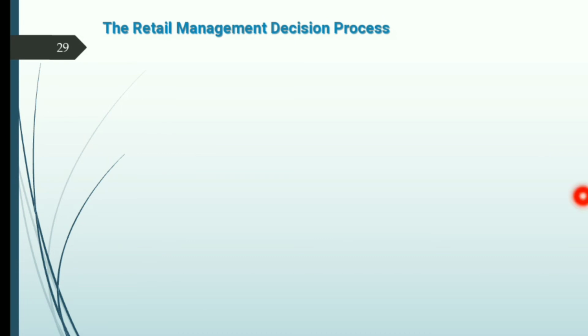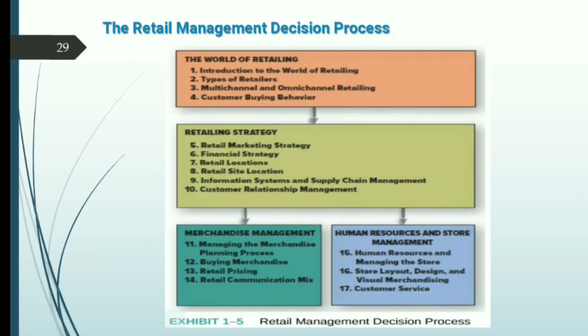So let's move on to the retail management decision process. The retail management decision process has four phases. The first phase is knowing the world of retailing. Second is all about the retailing strategy. Third is all about merchandise management. And fourth is all about human resource and store management. We will be discussing all these phases and all the subtopics in each phase as we go along in our course.